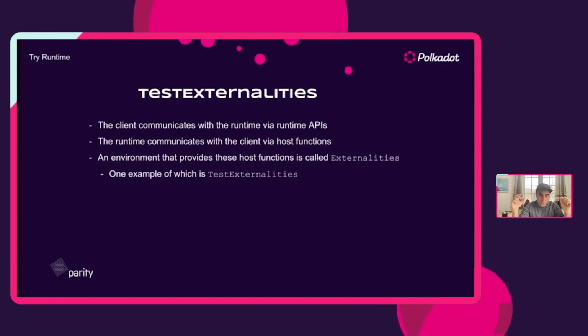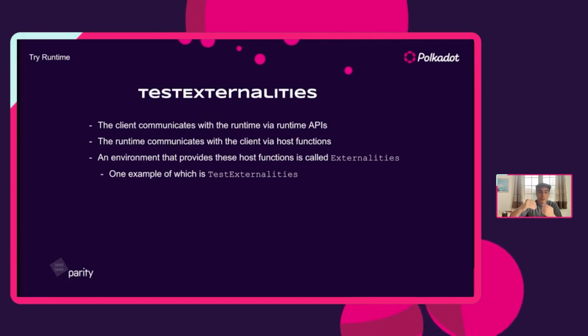So if you're working with Substrate, you may know that the storage is in the client, and there's this thing called externalities. You can think of it as an abstraction layer around the storage, around the data of your chain that's in the client. And the runtime accesses these host functions that are in the externalities, right?